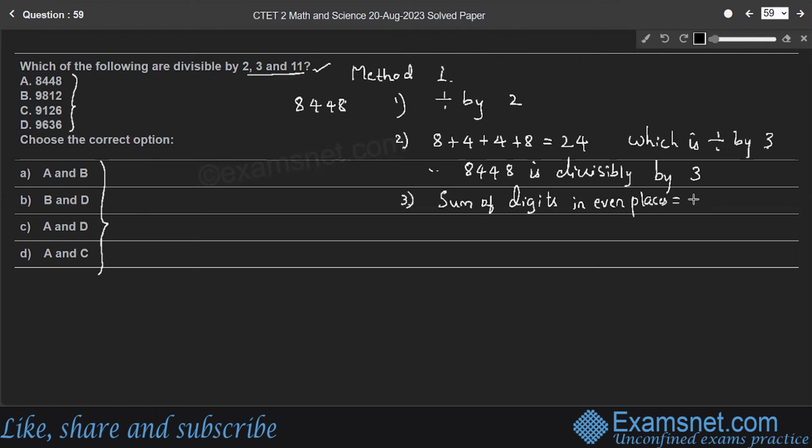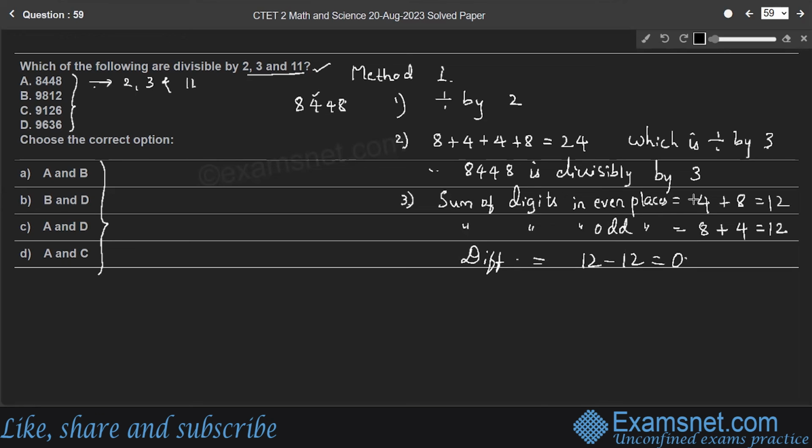is equal to, so the second place number is 4, the fourth place number is 8, which is 12. And the sum of the digits in odd places. So the first place number is 8, the third place number is 4. Odd places are the first and third places. Again, it is 12. And the difference between these two numbers is 12 minus 12, which is 0. So if it is equal to 0 or a multiple of 11, right, then the number is divisible by 11 also. Therefore, 8448 is divisible by 2, 3 and 11, right?